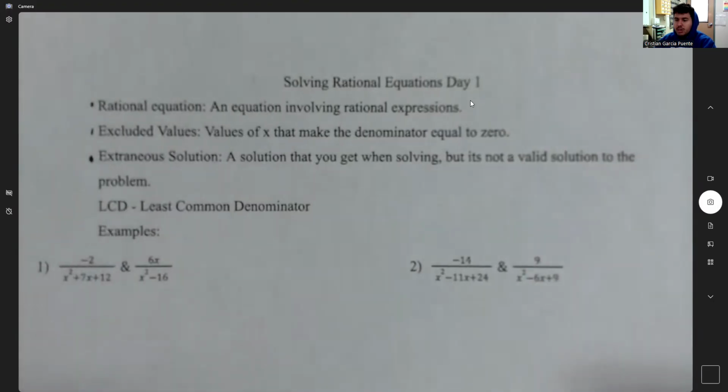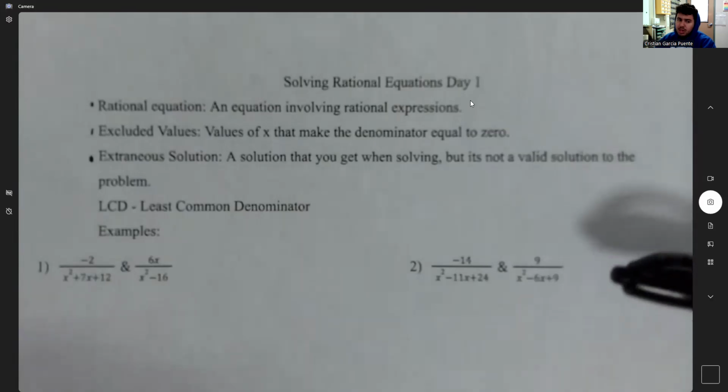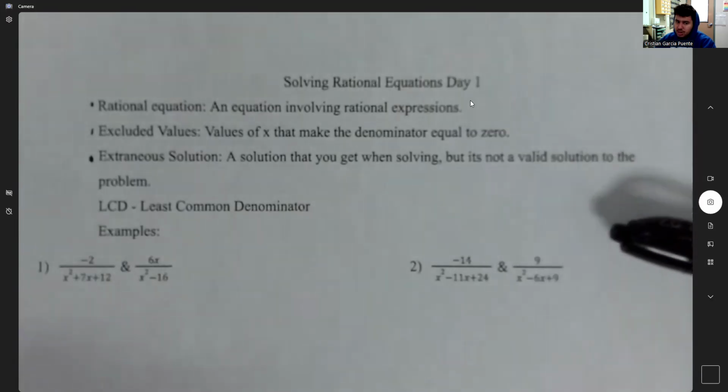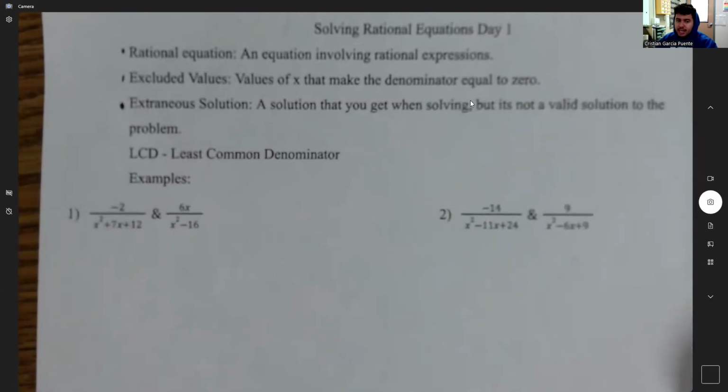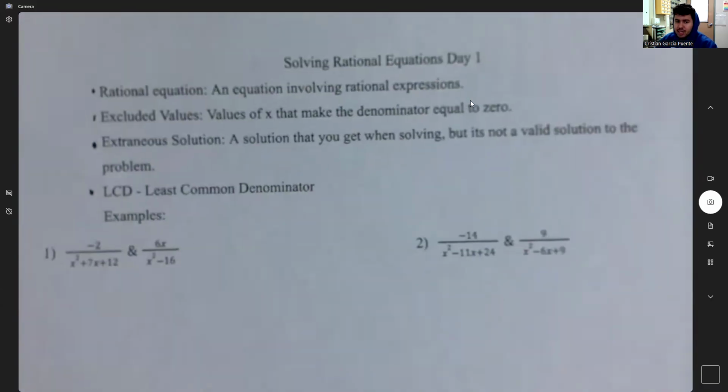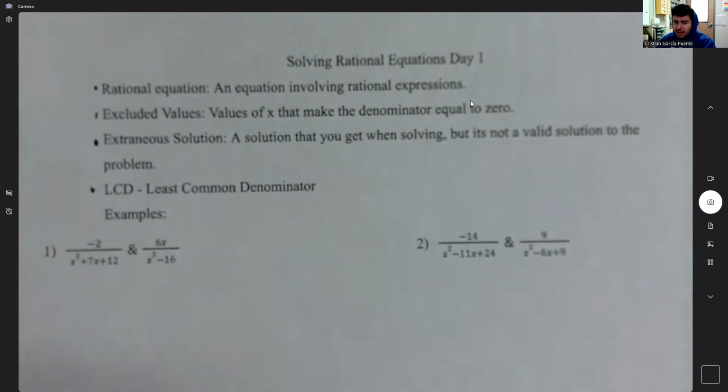Okay, extraneous solutions is a solution that you get when solving, but it's not a valid solution to the problem. So let's say we get the solution that x is equal to 2. If x equals 2 is also one of our excluded values, then it's not possible, so it's going to be an extraneous solution. And then the last definition that we did was LCD. LCD just stands for least common denominator. And I would say this is the easy part of the examples that we're doing today.